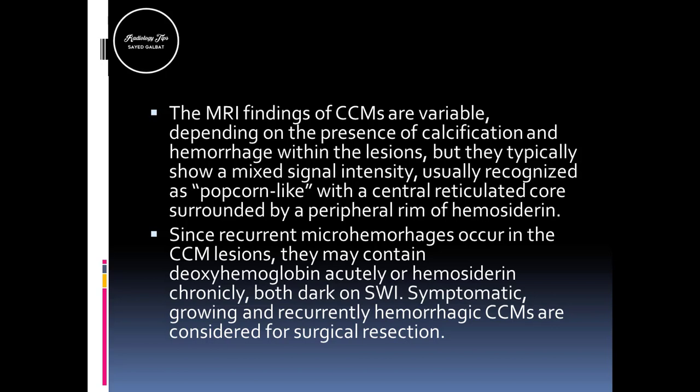The MRI findings of capillary telangiectasia are variable depending on the presence of calcification or cavernous malformations. This depends on the calcification, hemorrhage within the lesion, but they typically show a mixed signal intensity, usually called popcorn-like. Since recurrent microhemorrhages occur in these lesions, they may contain deoxyhemoglobin acutely or hemosiderin chronically, and both are dark on SWI.